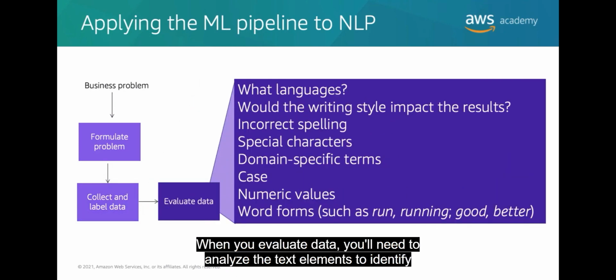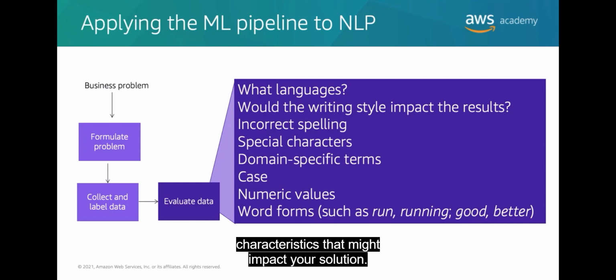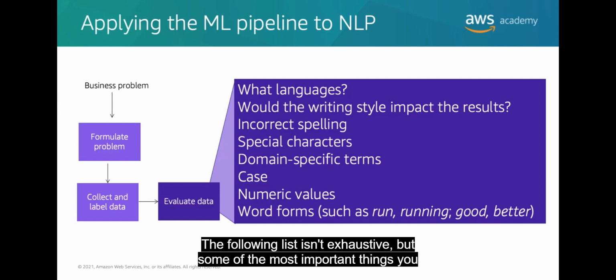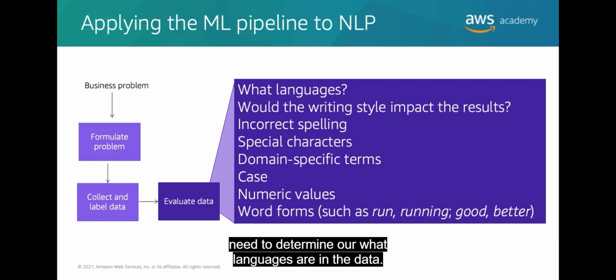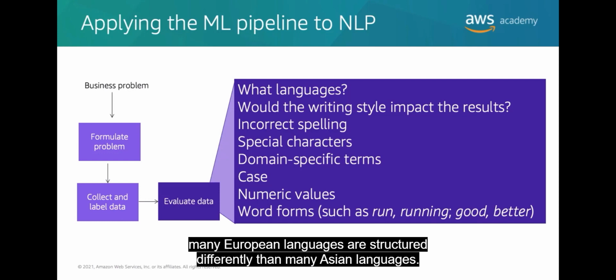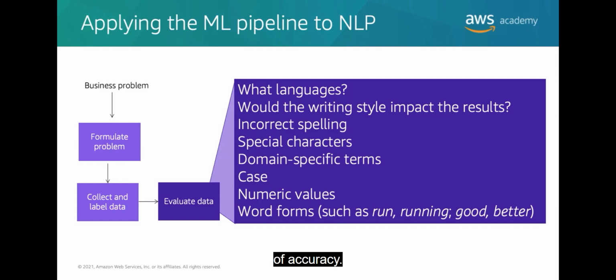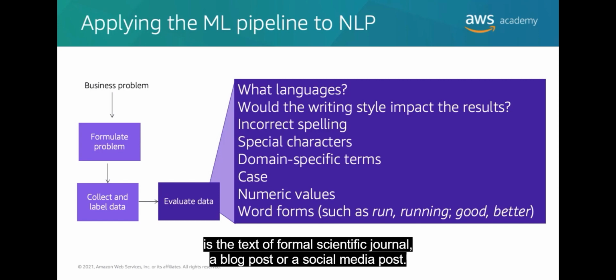When you evaluate data, you'll need to analyze the text elements to identify characteristics that might impact your solution. The following list isn't exhaustive, but some of the most important things you need to determine are: what languages are in the data? Languages have many differences that impact the process. For example, many European languages are structured differently than many Asian languages. Having a consistent language will help you solve problems with a higher degree of accuracy. Next, you'll need to consider the writing style. Is the text a formal scientific journal, a blog post, or a social media post? The writing style can impact how you process your data.